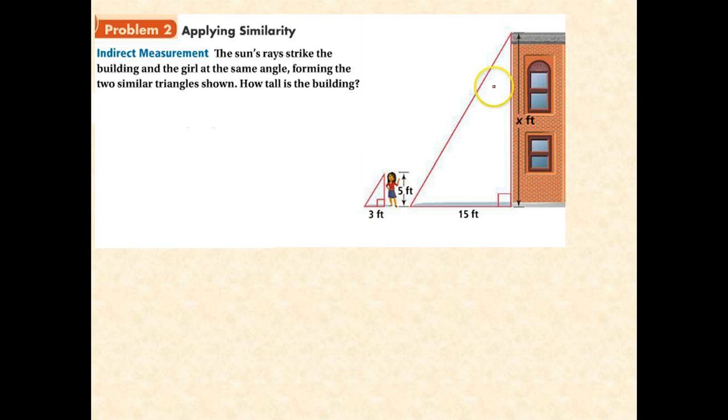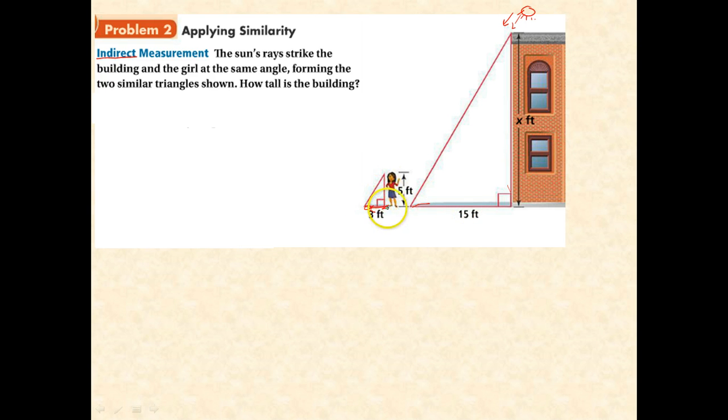Ooh. I wonder if there was some way that you might learn in Boy Scouts that we could know how tall this building is without being tall enough to hold a ruler up to it, and without having a ruler that long. Indirect measurement. The sun's rays come down parallel, and they cast shadows. And they strike the building and the girl at the same angle, forming two similar triangles. So her shadow is right here, and the building's shadow is right here. So how tall is the building?